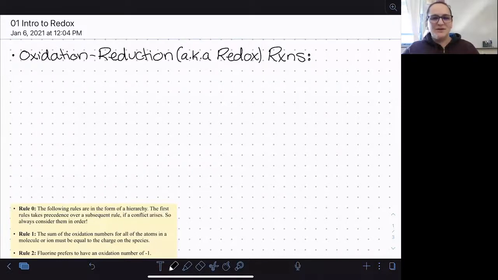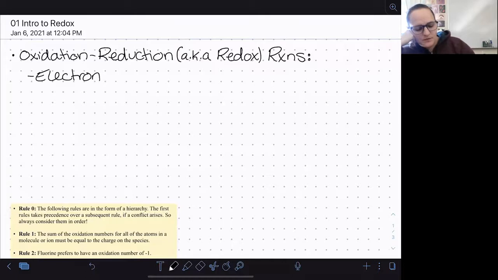In this unit, we're going to be looking at another new type of reaction. So we're going to be studying oxidation reduction reactions, also known as redox reactions, which are electron transfer reactions. So in a redox reaction, you have an electron being transferred from one atom or one molecule to a different atom or molecule.